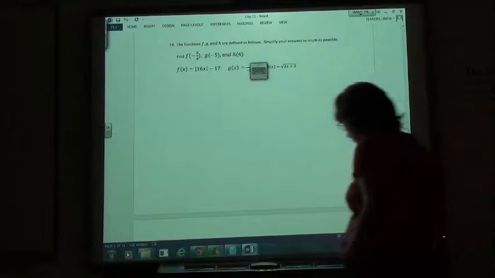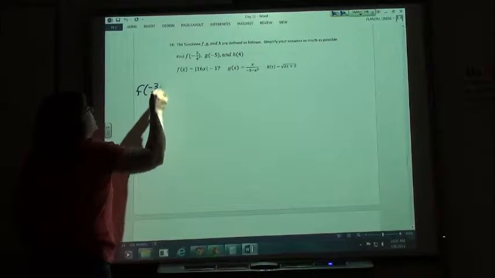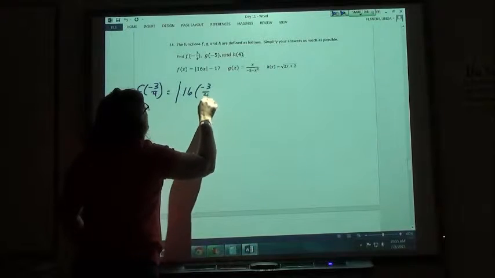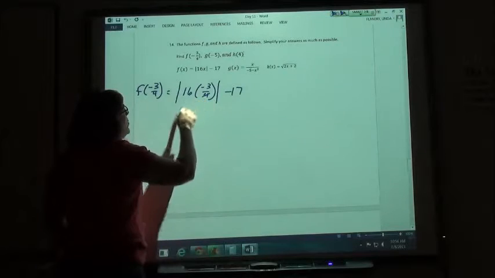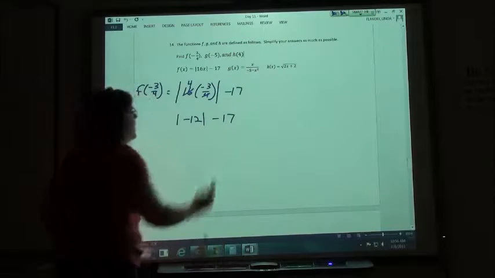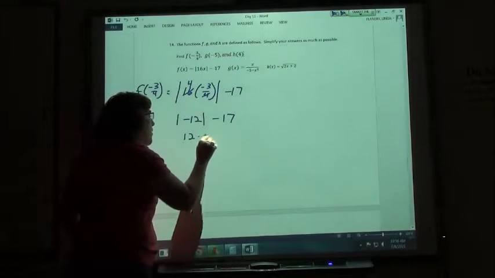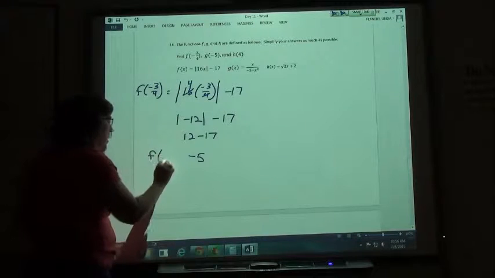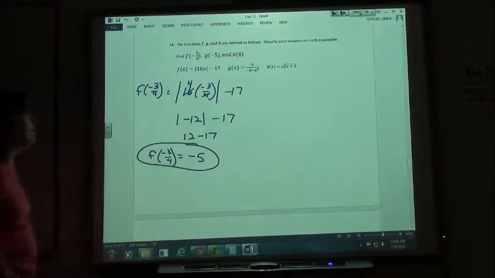So number 14, if I do that one, f of negative 3/4. This time I'm doing the absolute value of 16 times negative 3/4, and then the minus 17's on the outside. So 4 goes into 16 4 times, I get the absolute value of negative 12. Simplifying my absolute value, the absolute value of negative 12 is 12. 12 minus 17 would be negative 5. So f of negative 3/4 is going to equal my negative 5.